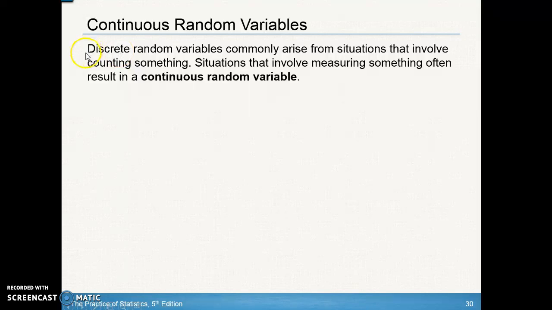Okay, so in the next slide, what we're going to take a look at is continuous random variables. So go ahead and take a look at the next recording to see that.